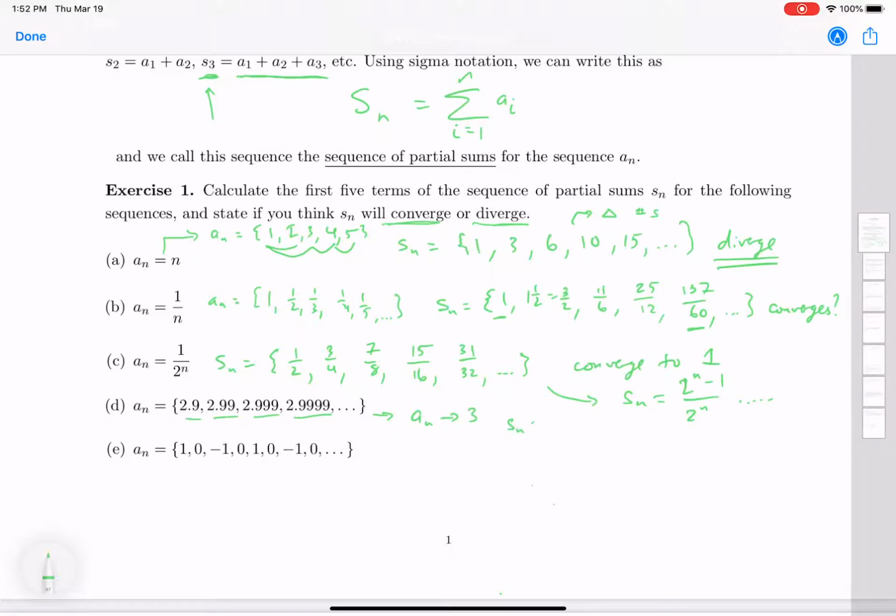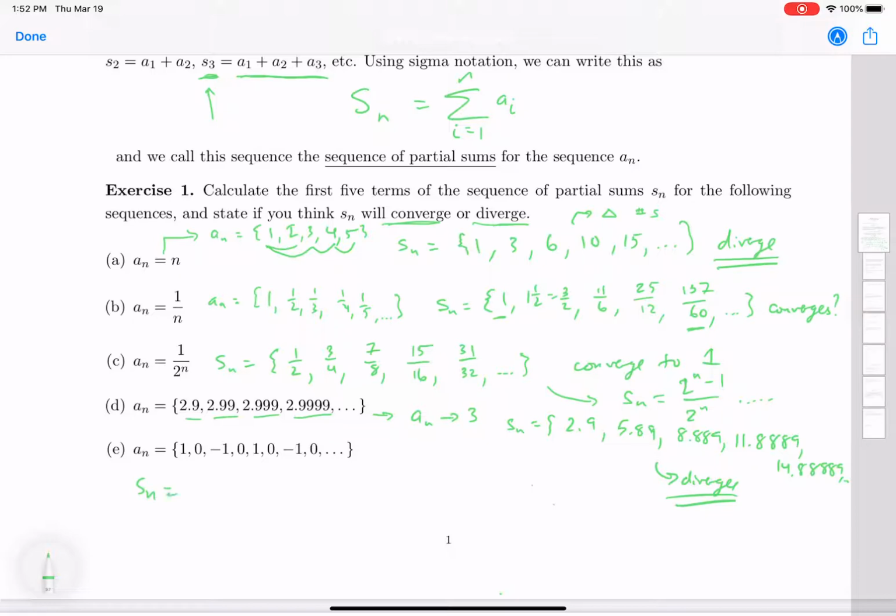So our s sub n, it's going to be like 2.9, and then we're going to get all these like 5.89, 8.889, 11.8889, and 14.8889, etc. And this definitely looks like it diverges. And the reason here is our original sequence is converging to 3. If I keep adding up 3's, I'm just going to get bigger and bigger and diverge.